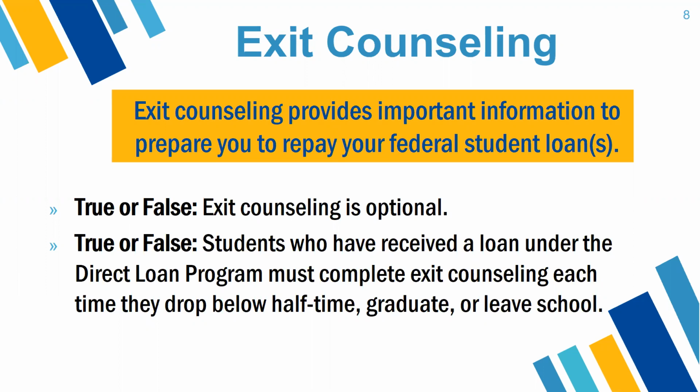The second statement, students who have received a loan under the direct loan program must complete exit counseling each time they drop below half-time, graduate, or leave school, is true. So if you drop below half-time or part-time status, you're taking less than half-time credits one quarter, then you go back, you have to take exit counseling. If you go back to full-time the next quarter, you're fine. But then if you once again drop below half-time, you have to take the exit counseling once again.